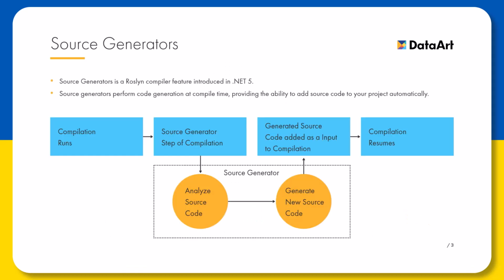So let's talk about source generators. Source generators were introduced with .NET 5 as a feature of the Roslyn compiler. Their main task, as can be seen from the diagram, is the analysis and generation of code that occurs at the compilation stage, which makes it possible to add source code to the project automatically.